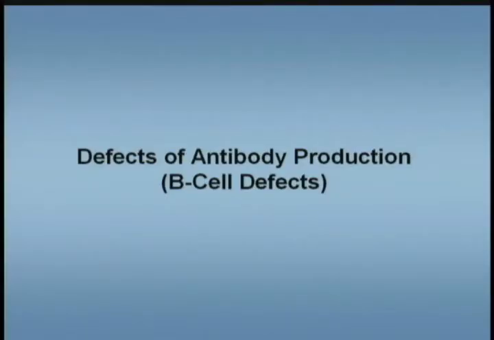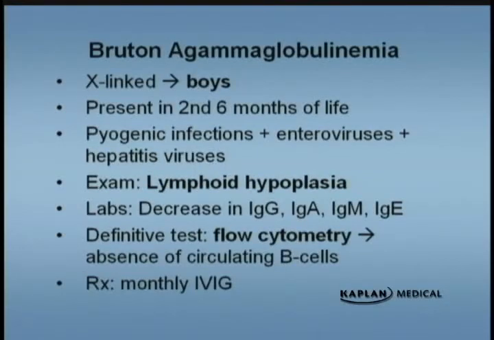Now we're going to talk about specific diseases. We're going to start with defects of antibody production, or the B-cell defects. And a classic one is going to be Bruton's agammaglobulinemia. This is an X-linked disease. It's important to know that because that means it's going to be present only in boys.